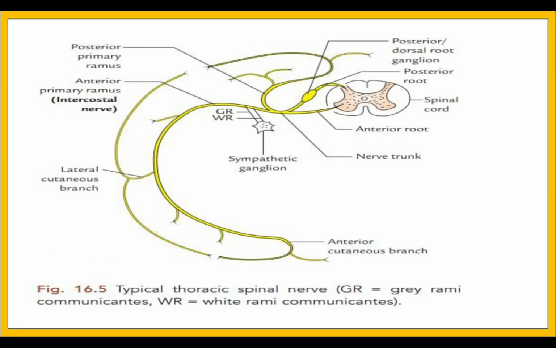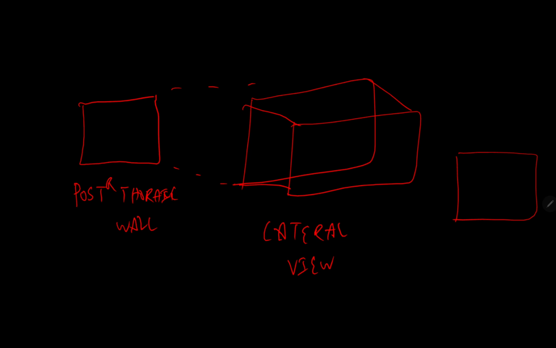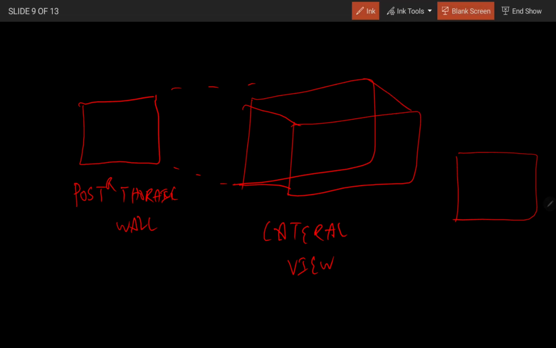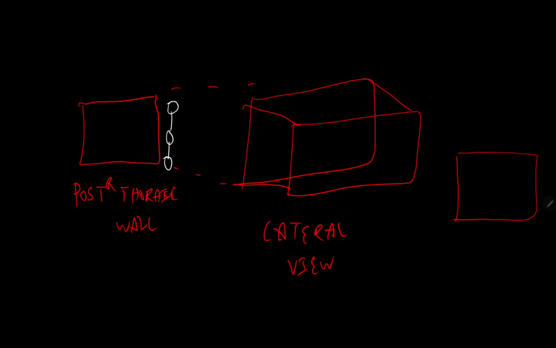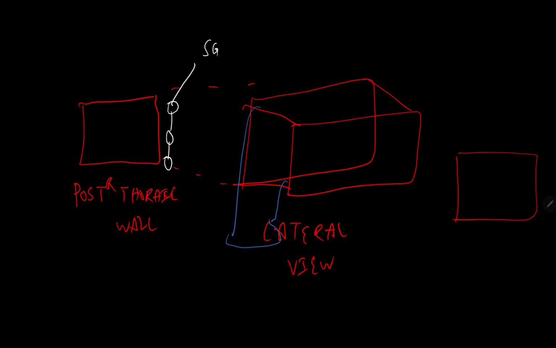Now we'll see the course of a typical nerve. Let me draw a very simple diagram. Let us consider this to be the posterior thoracic wall. This picture is the lateral view of the thorax, and this is the anterior view. Next we are going to draw some related structures. This is the sympathetic ganglion, and if you consider this to be the arm, this portion could be the axilla.